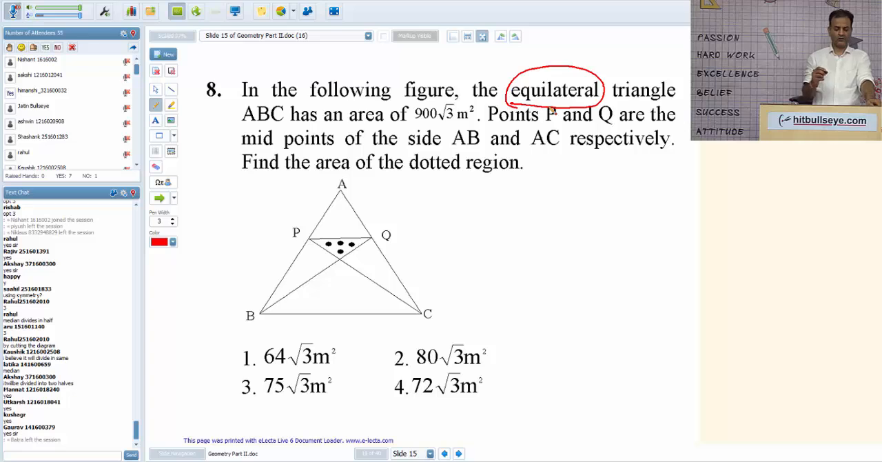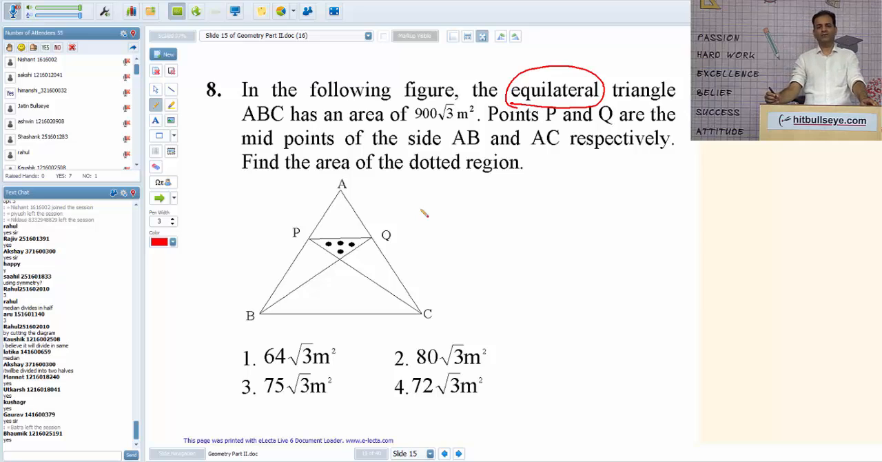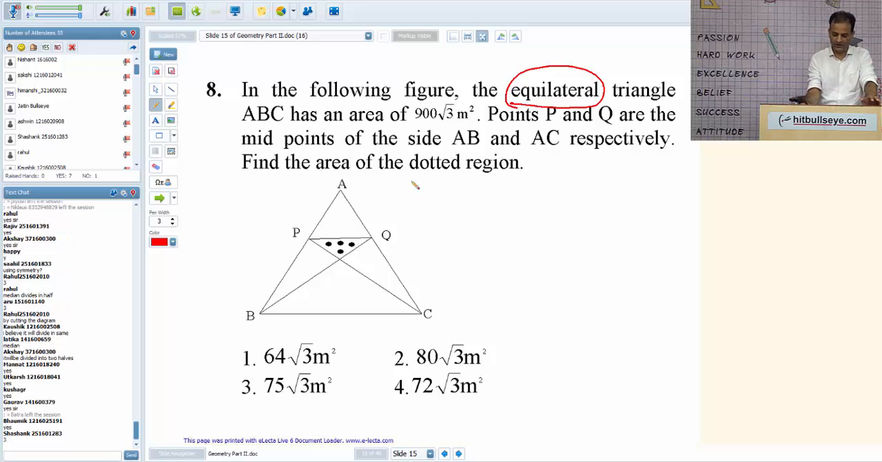Friends, see, first of all, you should know 2-3 things about median. You can go to the video also. There is a video on centroid and incenter in geometry: orthocenter, centroid, incenter, circumcenter. These are the 4 important areas where you can find a lot of questions. Applications of this: what is orthocenter, what is incenter. Now here I am talking about median.